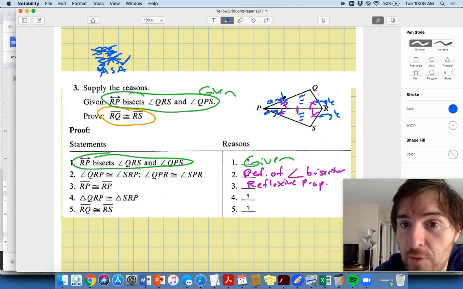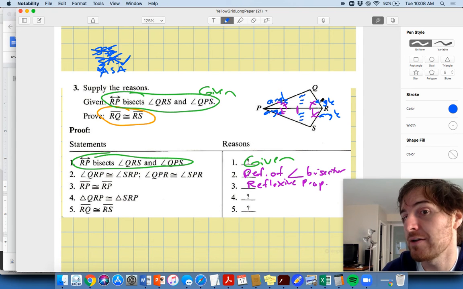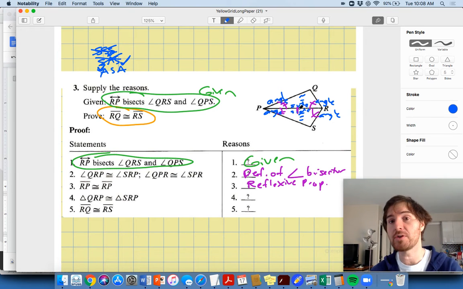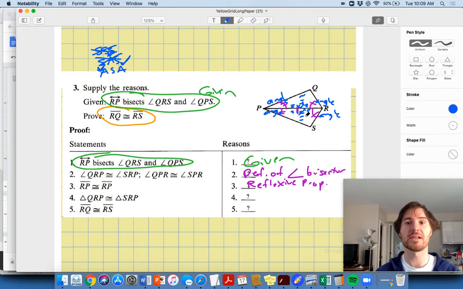So if we look at this here, we have an angle and an angle, and they're connected by a side that we know is congruent to itself, because it's a shared side, right? That was a big part of the last video lesson that you guys did yesterday. It's a shared side. If it's a shared side, you're getting a freebie right now.